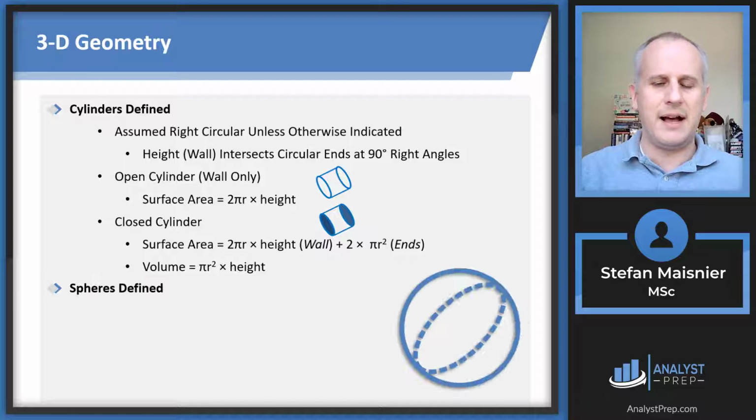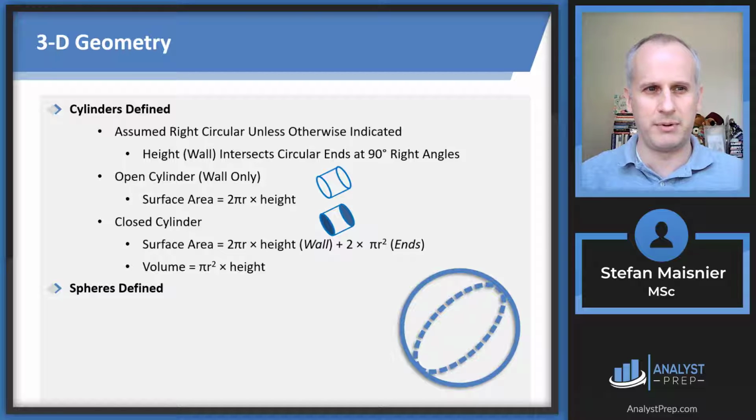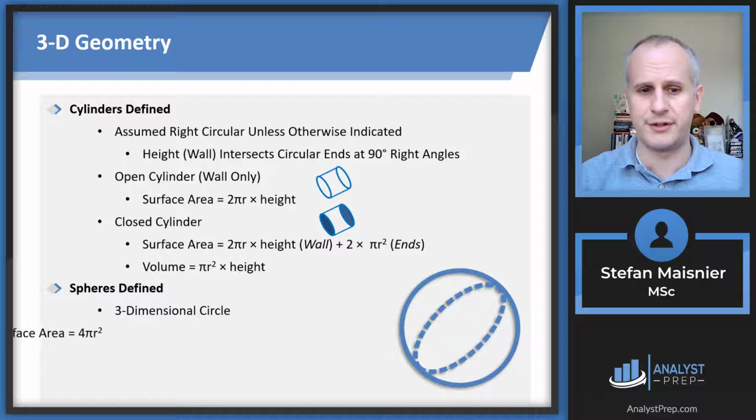Now, the other circular figure that you might encounter is a sphere. Honestly, in many cases with both cylinders and spheres, they'll actually give you the formula in the problem, because they are a little bit more obscure, and the GMAT doesn't test them as frequently. But in case they don't give you these formulas, you know that a sphere is just a three-dimensional circle, and there are two values that you could solve for a sphere as well.